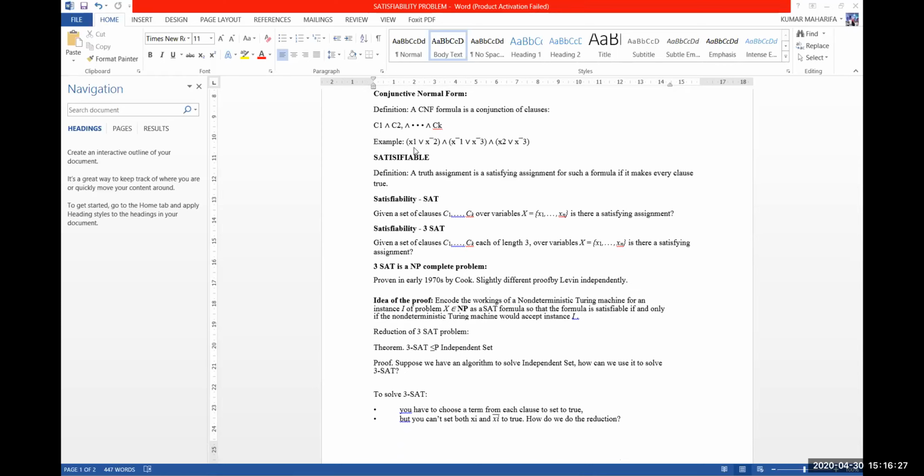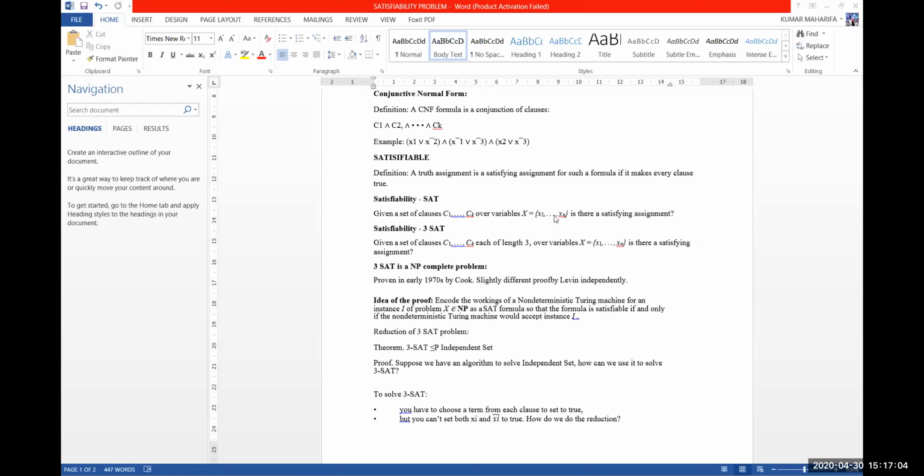For example, if you have only 3 variables x1, x2, x3, you may have x1, x2, x3 and x1 bar, x2 bar, x3 bar. So 6 literals are there. Out of these 6, we can make n number of instances like this. So we are just going to check for an instance of a problem X belonging to NP as a SAT formula, so that the formula is satisfiable. Satisfiable means you have to check whether there is any satisfying assignment available or not. So what is a satisfying assignment?